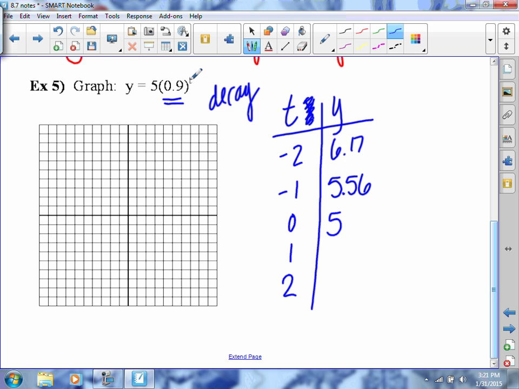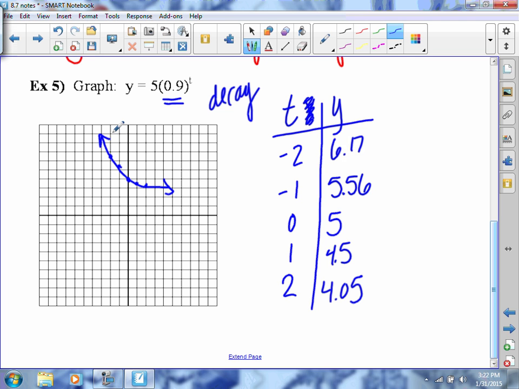Okay, 0.9 to the 1 times 5 will be 4.5, and then 0.9 to the second times 5 will be 4.05. So our graph's not going to decrease super, super fast, but it's still decreasing. So a little bit beyond 6, -1, 1, 2, 3, 4, 5 and a half, roughly, 0, 5. And then we'll have 4.5, and then just a little bit above 4. So this is kind of what our graph looks like here.